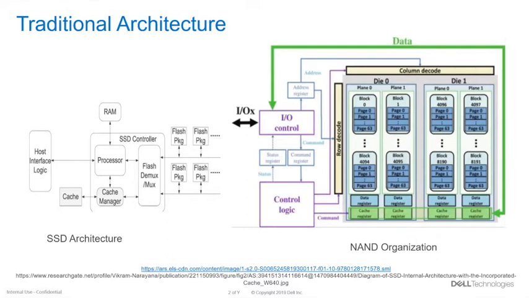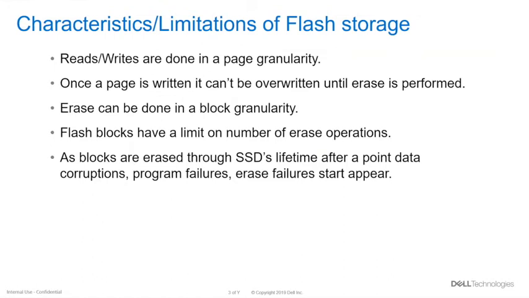So our next slide is about the characteristics as well as the limitations of flash. In the previous slide, we have seen that flash is divided into pages, right? Many pages create a block, and with multiple blocks, we have a plane. Rather, we should say a flash chip is divided into dies, and the die is divided into planes, and the plane is divided into blocks, which in turn are divided into pages. And the pages are basically the unit of read and write commands on flash.